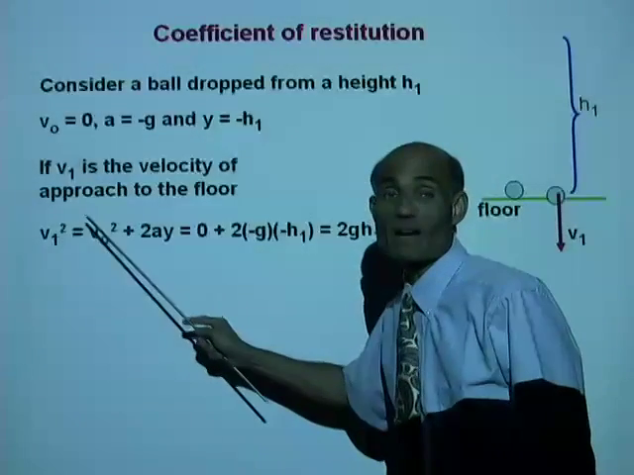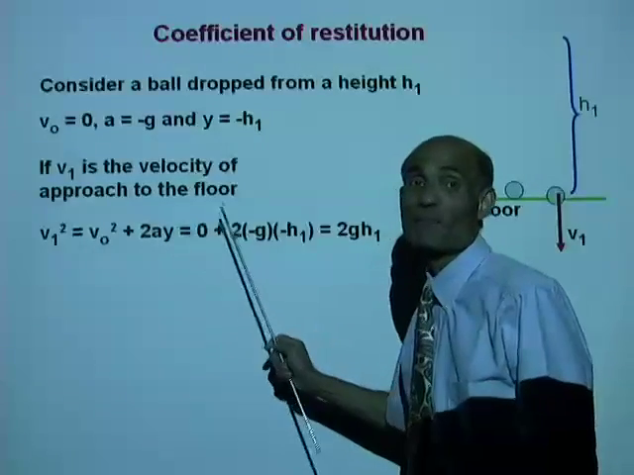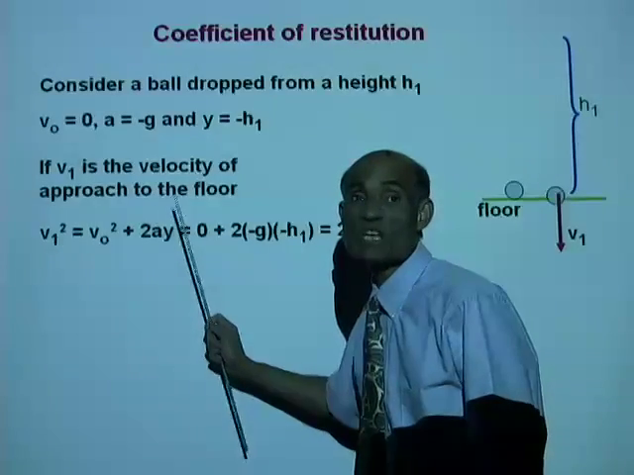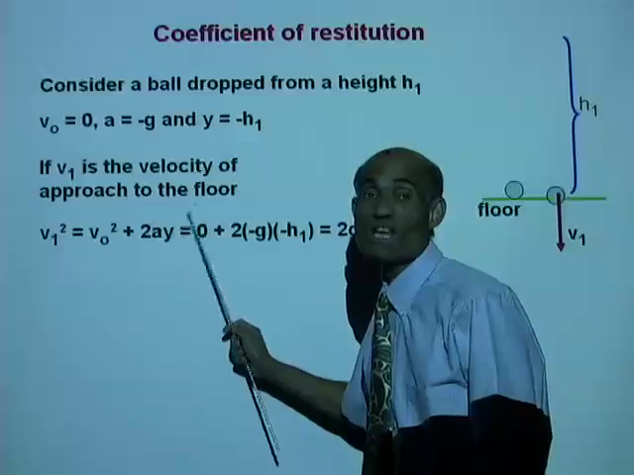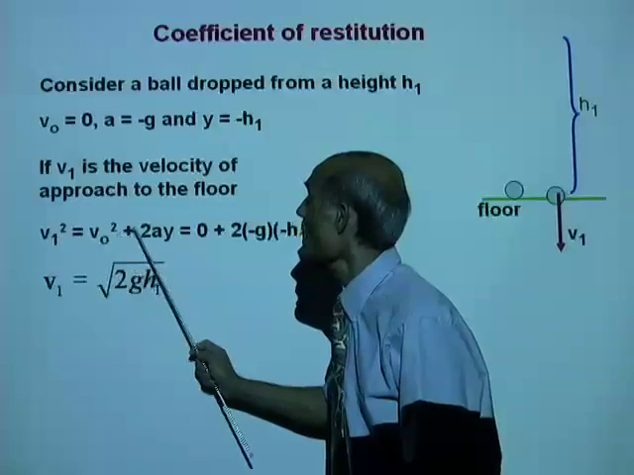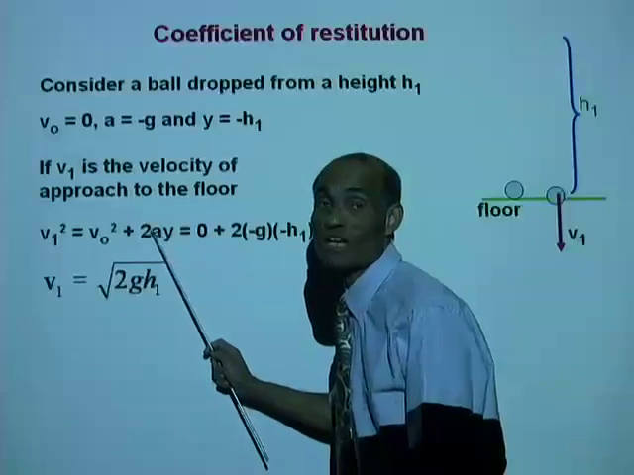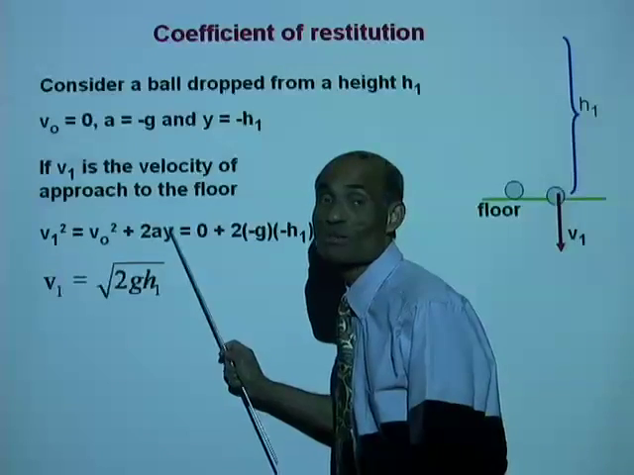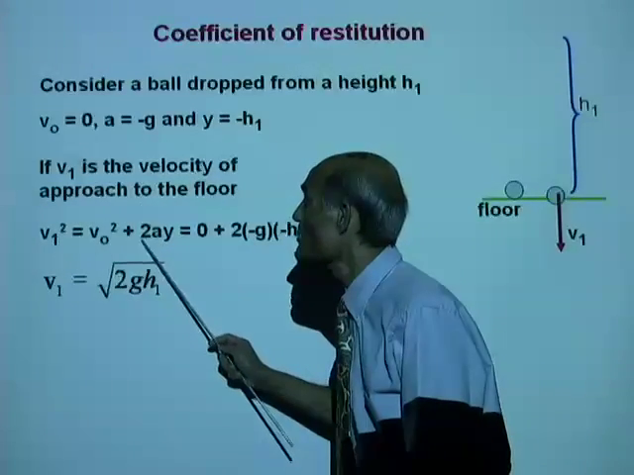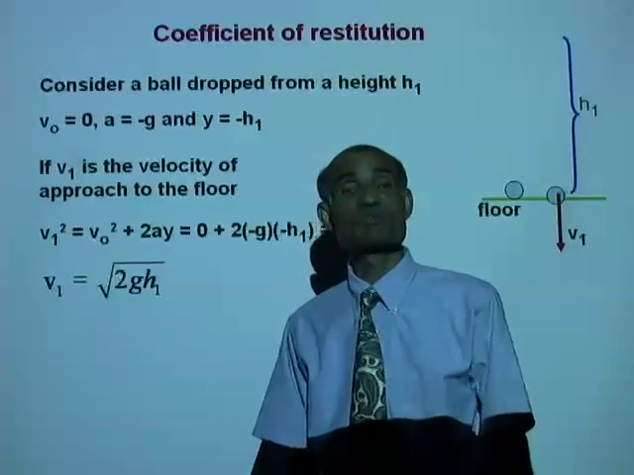then v1 squared will be equal to v0 squared plus 2ay. Now, v0 is 0, a is negative g, and y is negative h1. Let's replace that. Therefore, v1 squared equals 2 times negative g times negative h1. Negative g times negative h1 becomes positive gh1. So v1 squared equals 2gh1, then v1 equals the square root of 2gh1.